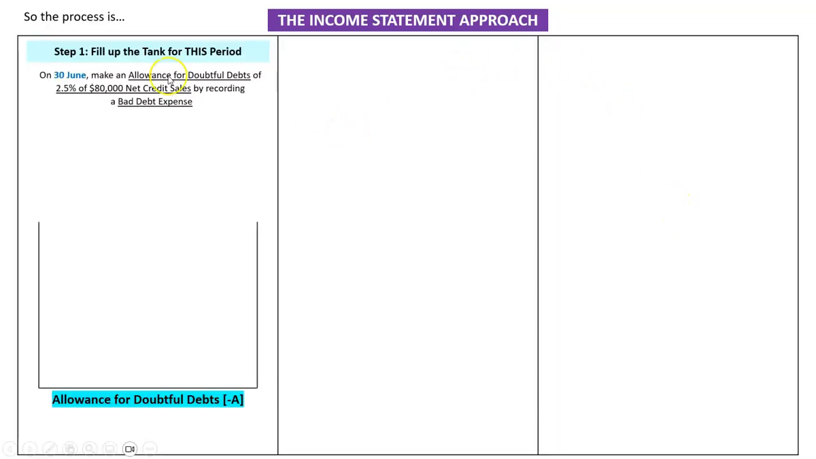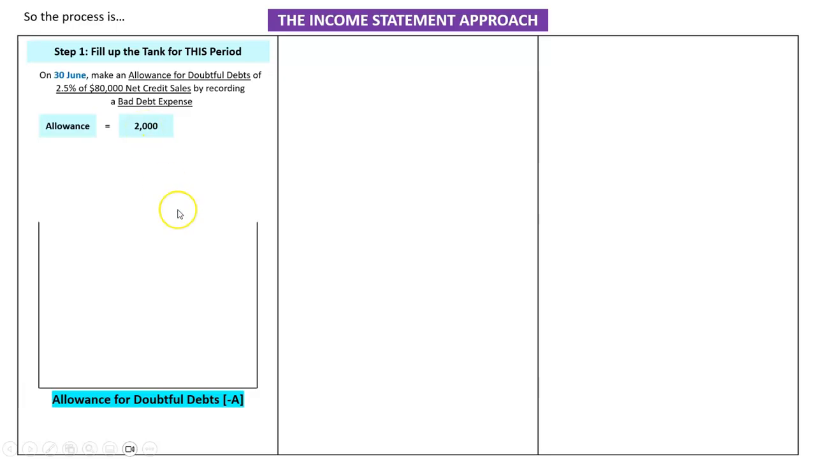So that was just the generic example, and that's probably the most logical situation that we would get. But what we're actually going to do is follow our procedure for a little tricky situation when the allowance for doubtful debts goes into negative. But we're going to follow the same three steps. So let's just use some different numbers. Step 1, fill up the tank for this period. On the 30th of June, make an allowance for doubtful debts of 2.5% of $80,000 net credit sales by recording a bad debts expense. So the first thing is we've got to figure out what that allowance is. So it's $80,000, which is net credit sales, times 2.5%. And if we do that, it comes out at $2,000.